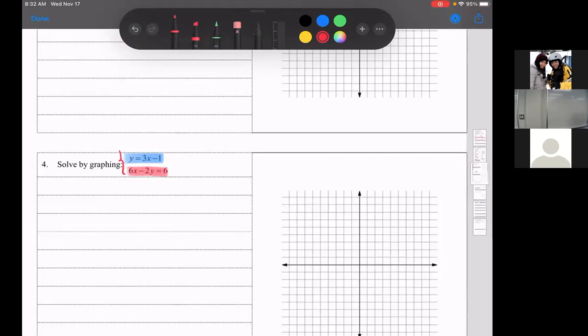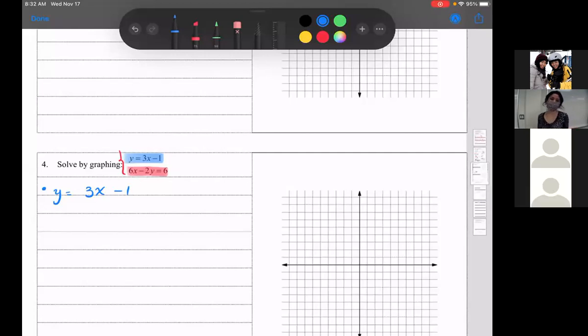All right, number 4. Again, solve by graphing. For the blue one, y equals 3x minus 1. What method would you use to graph this one? Pick points or rise over run of the slope? I would do rise over run because y is already solved for. Does that make sense? Or you can pick points. Doesn't matter. I'm just telling you which is more convenient. That's all.